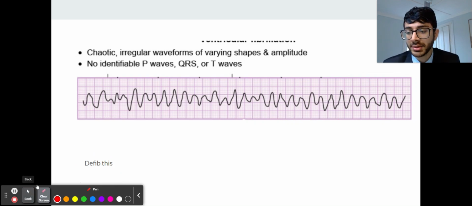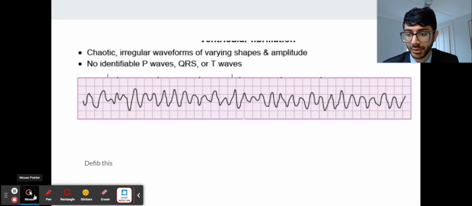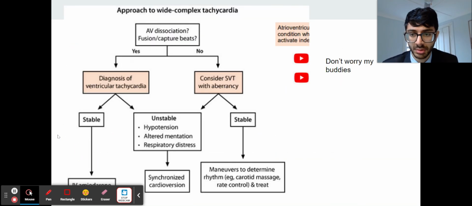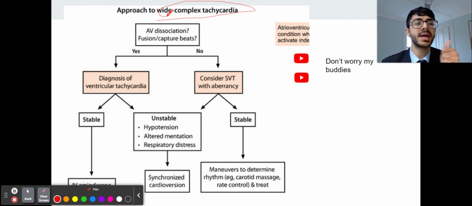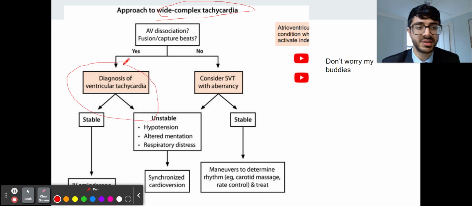Now I'm just going to go back to the slide I had previously. You guys will probably be like, what the hell was he talking about? Wait, how do I go back? This slide. So if you have a wide complex QRS, you need to decide, is this V tach, VFib, or anything else? It will probably be V tach, because VFib is like the person's dying. It'll probably be V tach, but sometimes it's not. Sometimes it's this thing called SVT with aberrancy.